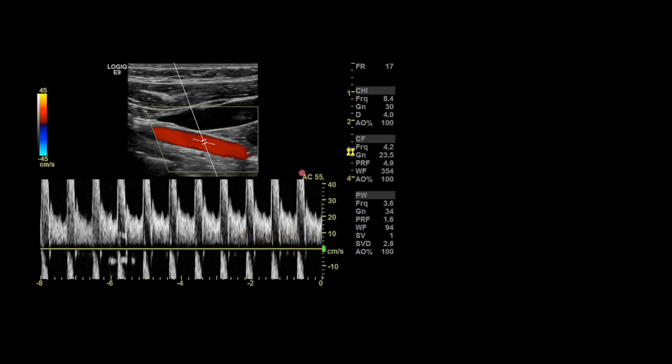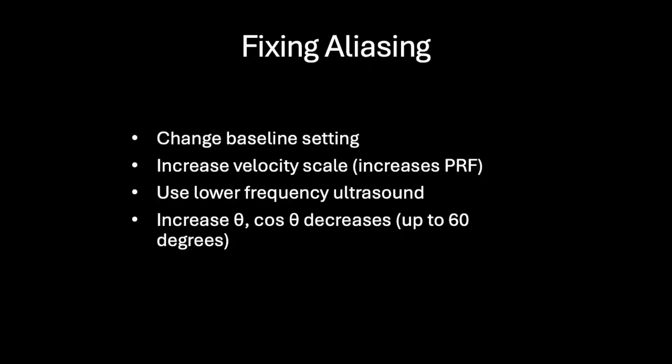Here you see the incorrect depiction of the direction of flow, now below the baseline. We can fix this in a few different ways. One of them is to change the baseline setting on the spectral Doppler image. That's probably the easiest thing to do. But if we go up against those limits, then you can increase the velocity scale, which means increasing your pulse repetition frequency. You can also use a lower frequency ultrasound. And then finally, you can increase your angle of inclination to try to fix aliasing.